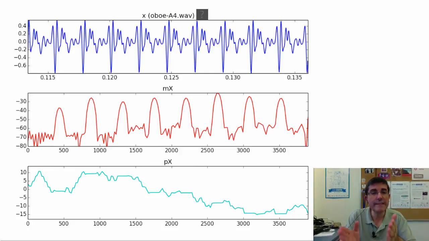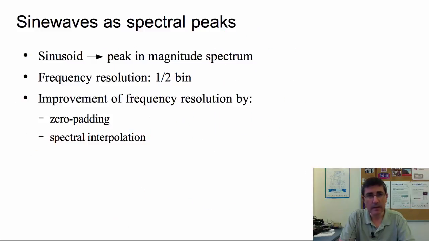But how do we detect the frequency, amplitude, and phase of each of these sine waves? A simple way to identify a sinusoid in the spectrum is by just focusing on the spectral magnitude, on its location, and on its height. So the location is the frequency, and the height is the amplitude of the sinusoid. Therefore, we consider a sinusoid as a peak in the magnitude spectrum.